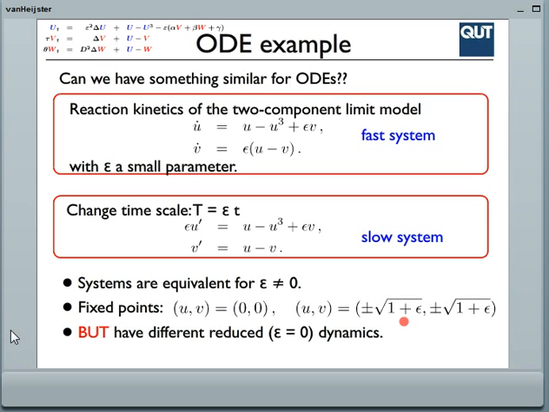and 2 around plus minus and they have different reduced dynamics. So the systems are not equivalent, they are the same unless we take epsilon equal to 0.